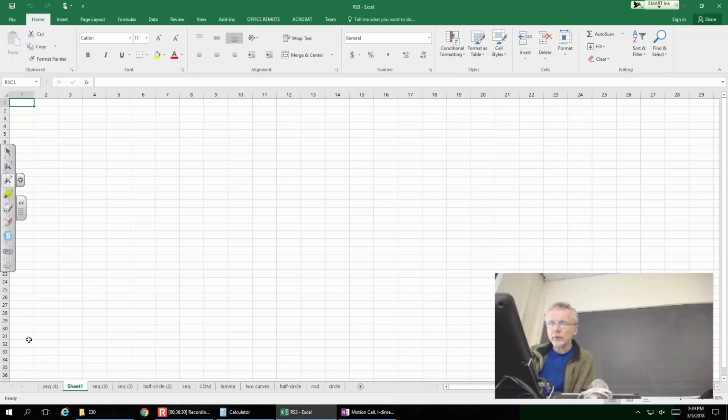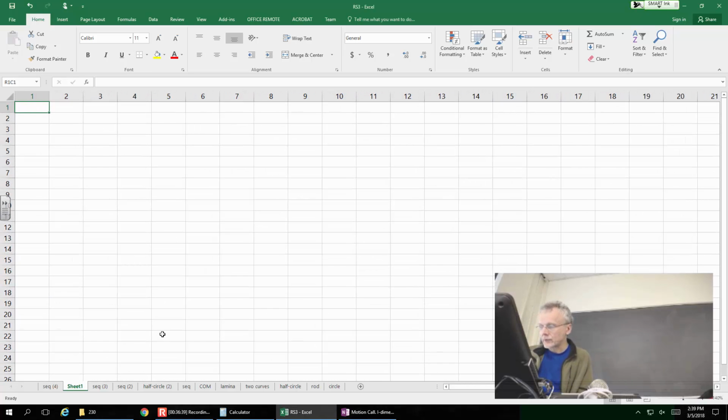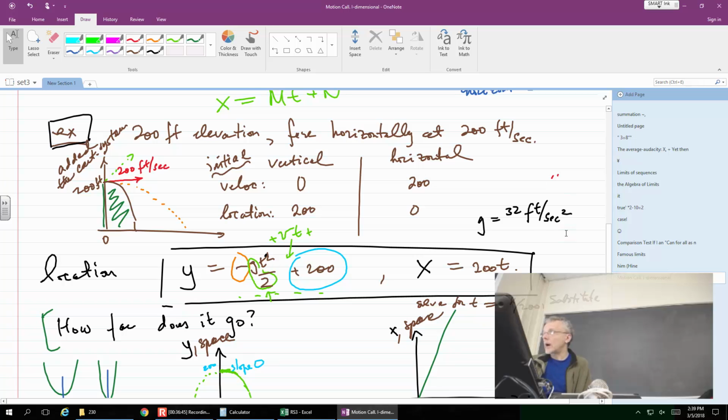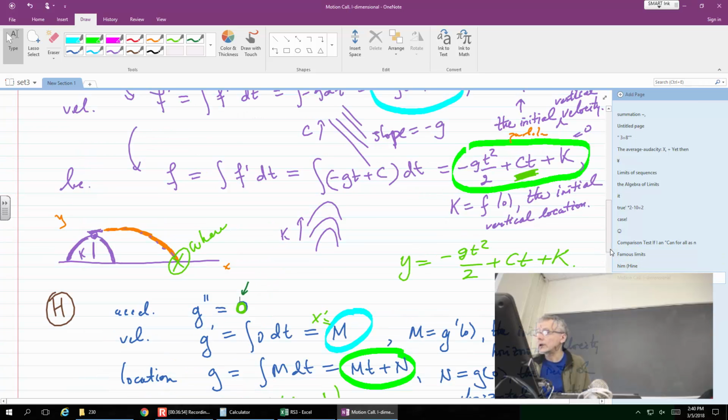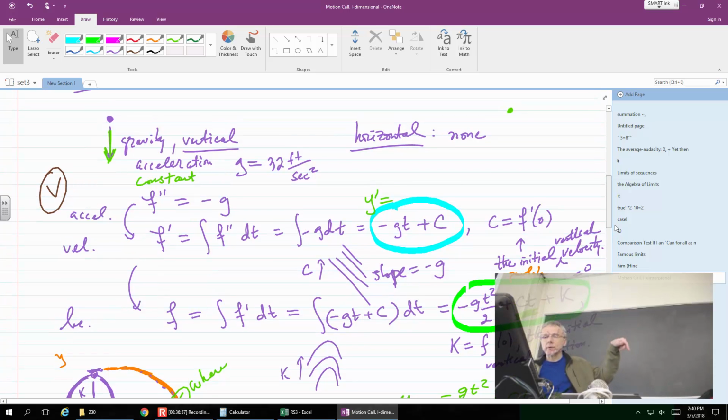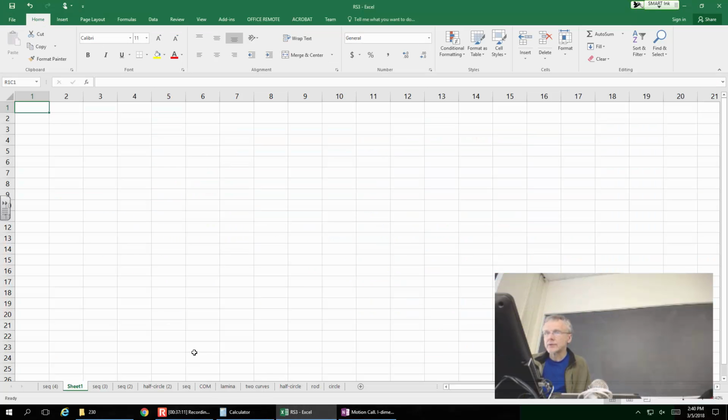Okay. So what I'm going to do is what amounts to numerical integration. What we did last time over here, we derived these formulas by integration. We knew the acceleration, and then we derived the velocity, and then we derived the location. Now we're going to do the same thing, but numerically. So the answer will be approximate, but that's good enough for us.